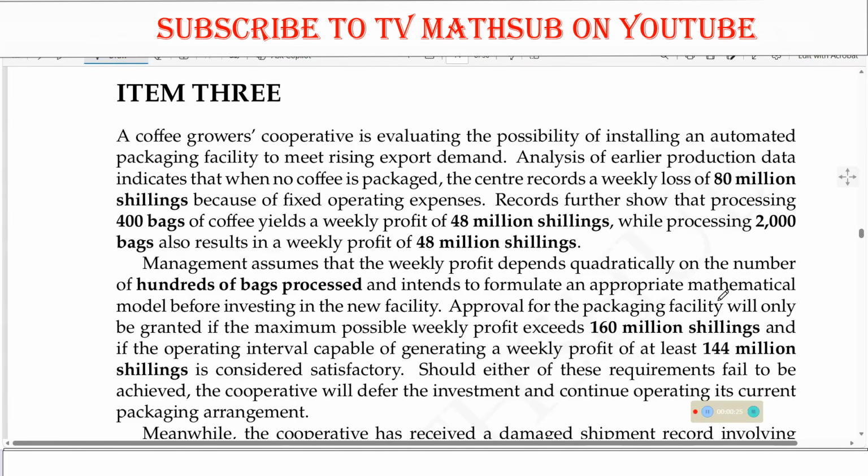It says a coffee growers cooperative is evaluating the possibility of installing an automated packaging facility to meet rising export demand. Analysis of earlier production data indicates that when no coffee is packaged, the center records a weekly loss of 80 million shillings because of fixed operating expenses. Records further show that processing 400 bags of coffee yields a weekly profit of 48 million shillings, while processing 2,000 bags also results in a weekly profit of 48 million shillings.